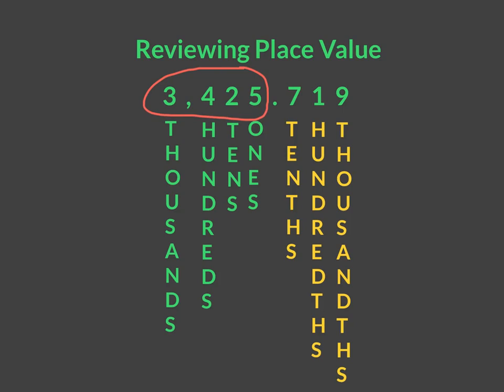Let's look at the digits to the right of the decimal. The first place value to the right of the decimal is the tenths place. That's represented by the 7. The second digit, the 1, represents the hundredths place, and the 9 represents the thousandths place. Understanding these place values is very important when reading numbers properly.